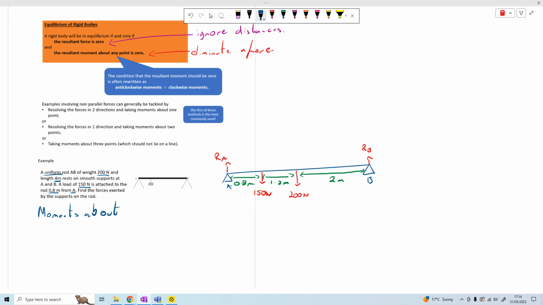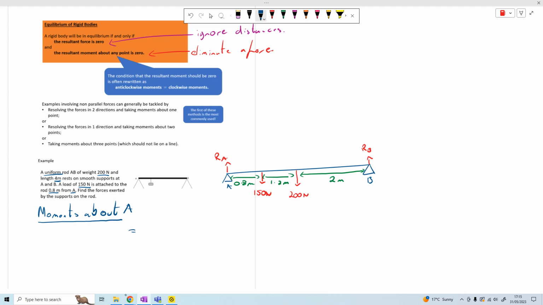There are two places I could take moments about. I'm either going to take it about A or about B. The reason I'm saying those two is because when I take moments about a certain point, it eliminates the force at that point. I want to get rid of RA or RB. So I'm going to do moments about A simply because it's the one on the left. I've just been working left to right on my diagram.